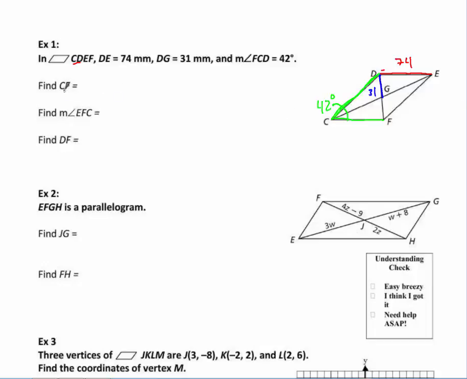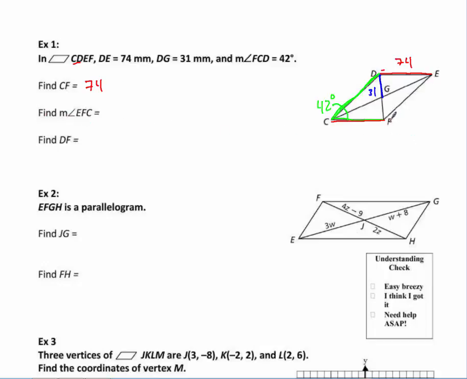And our questions are to find CF. So we look up here from C to F. Well, that's right here. And we know that because it's a parallelogram, the opposite sides are congruent. So that's also 74. Find the measure of angle EFC.